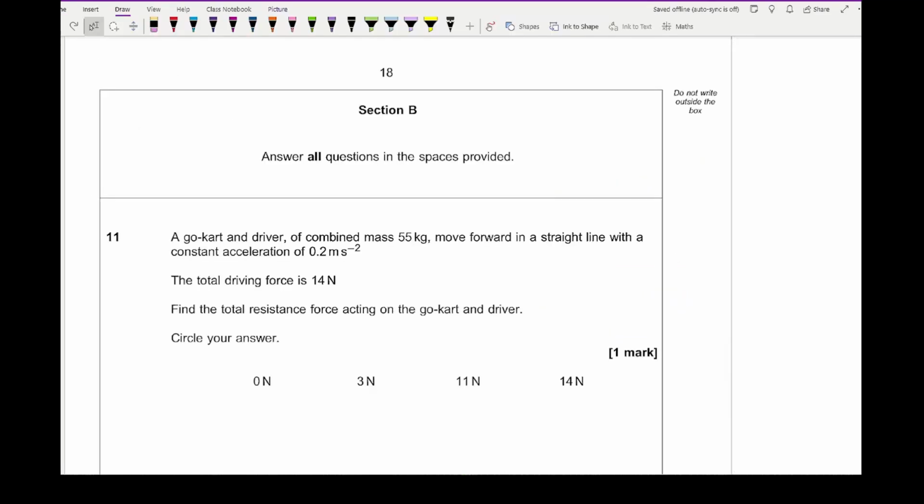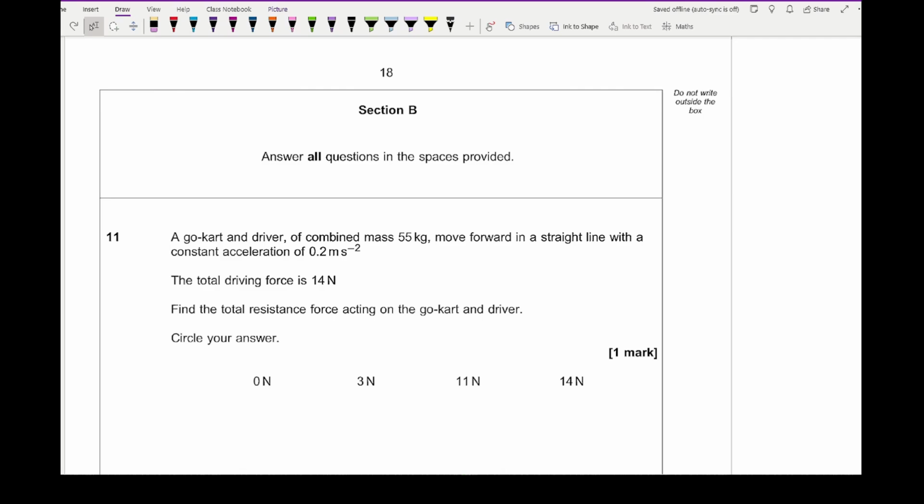Question 11. A go-kart and driver of combined mass 55 kilograms move forward in a straight line with a constant acceleration of 0.2 meters per second squared. The driving force is 40 newtons. Find the total resistance force acting on the go-kart and the driver.